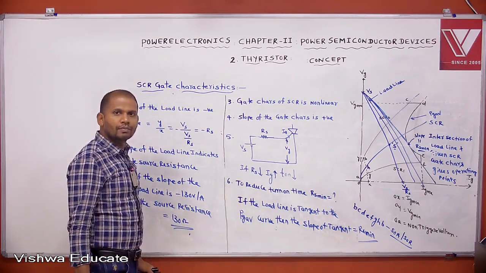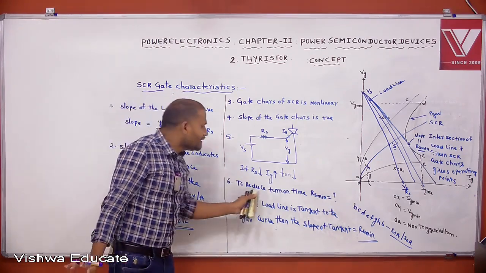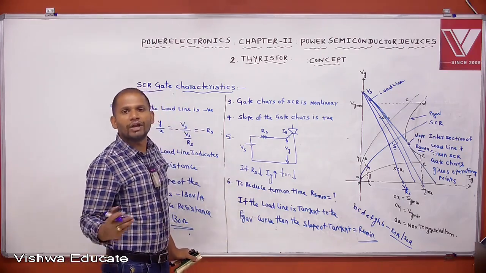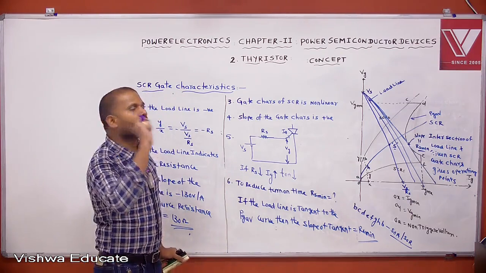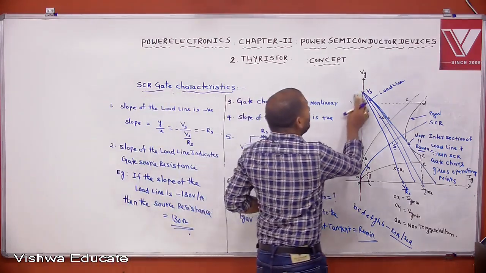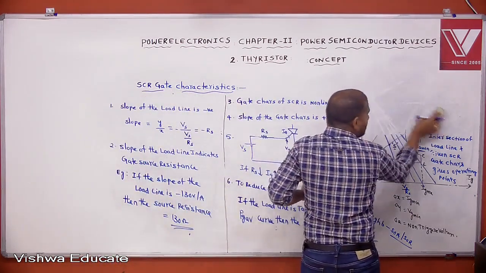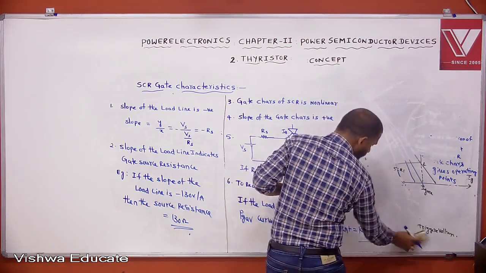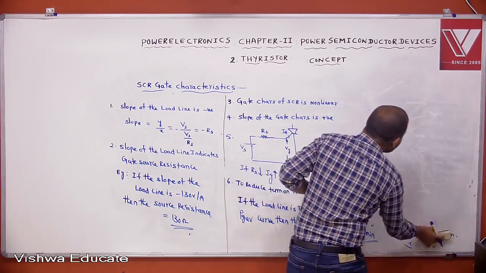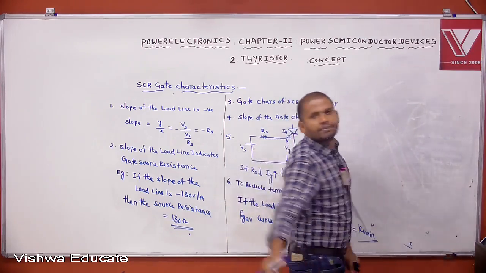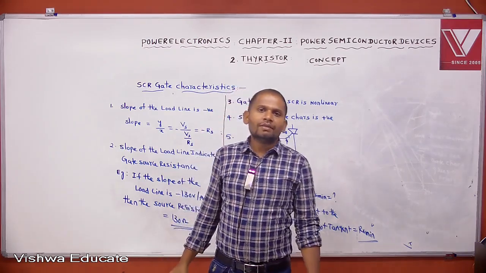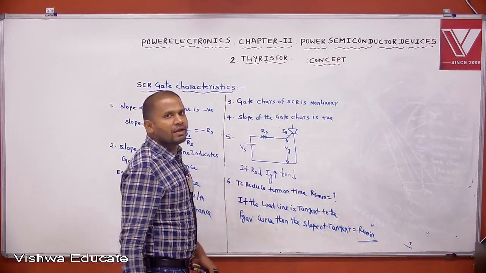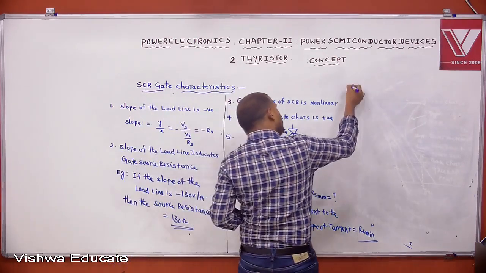Like this we can design the minimum value of RS to reduce which time? Turn on time. But generally, the gate characteristic of SCR is which one? Non-linear. Because of which characteristics? Diode characteristics. The gate characteristic of SCR is a diode characteristic. That's why we take it as a non-linear characteristic.